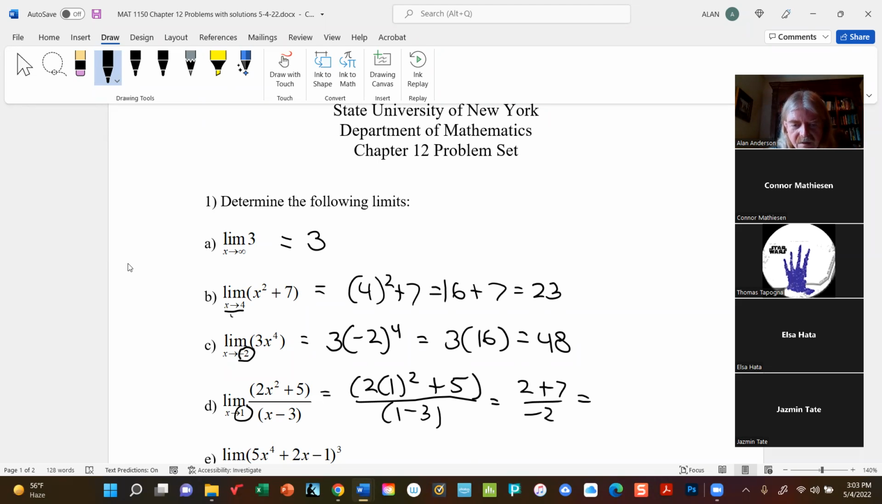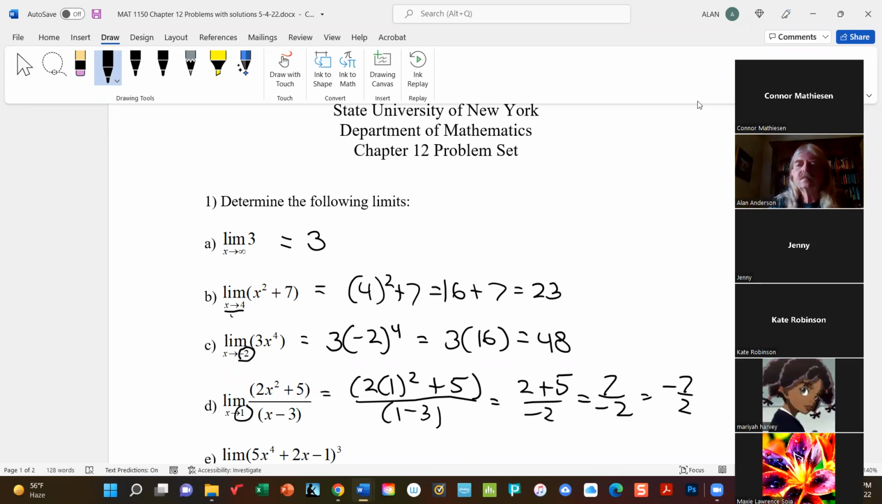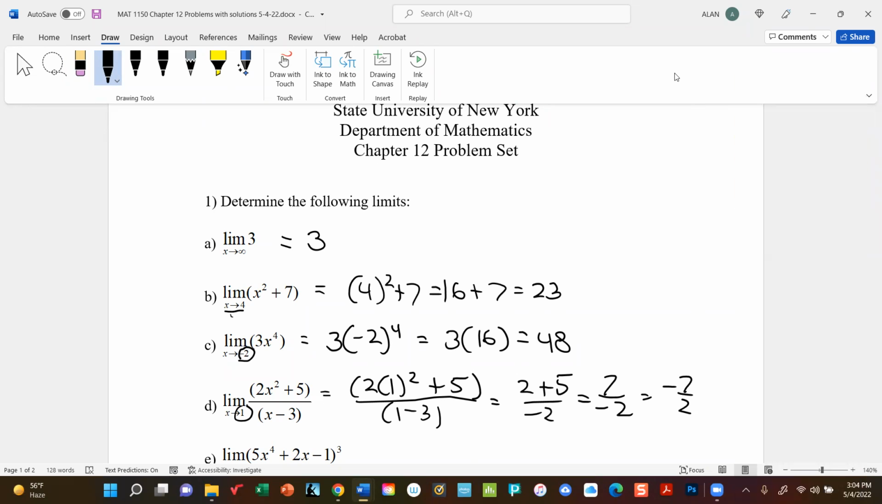Wait a minute, what did I do here? I'm sorry, yeah, 7. No, I just wrote the wrong thing. Hold on, 2 plus 5. Okay, but it will end up being 7 over -2. Or often what you'll see this written as is just simply -7/2. And instead of doing that, you can write it, if you want, as -3.5. It doesn't really matter. All of these are fine.